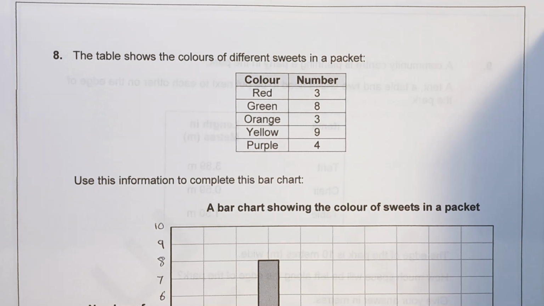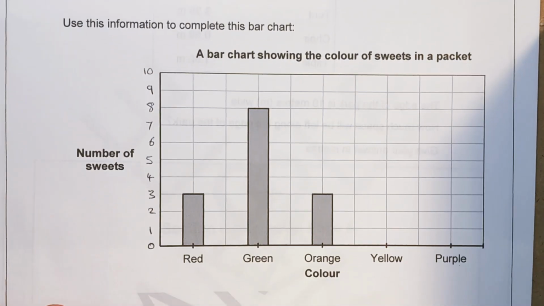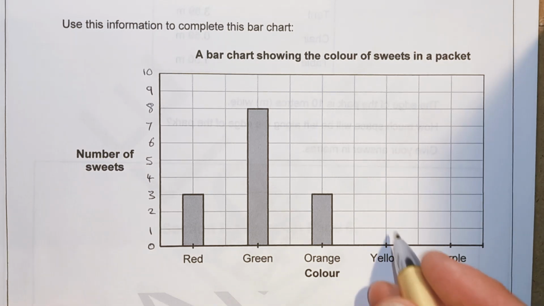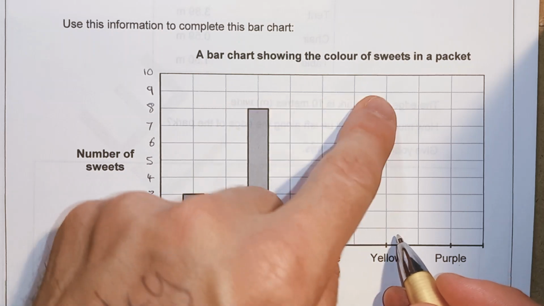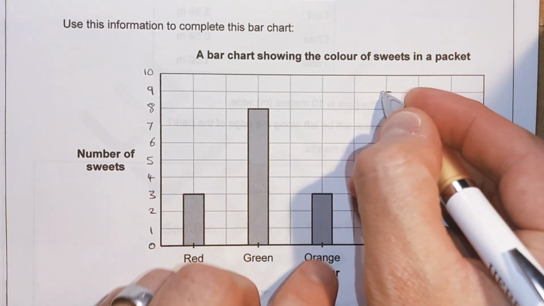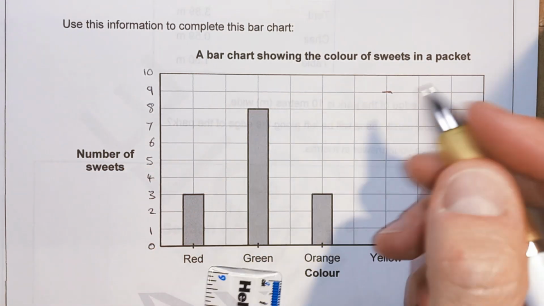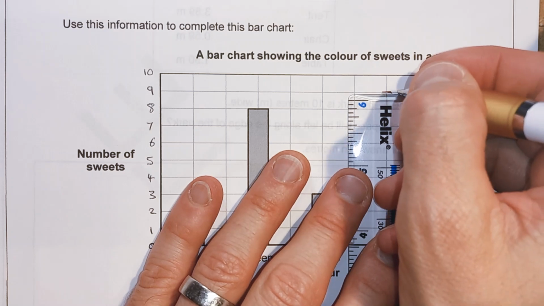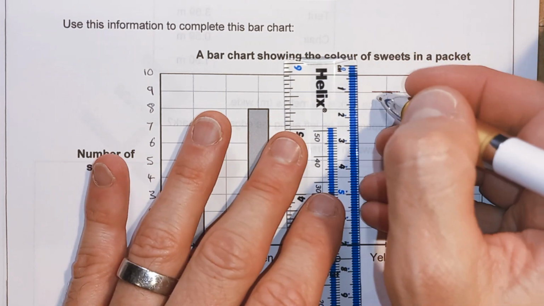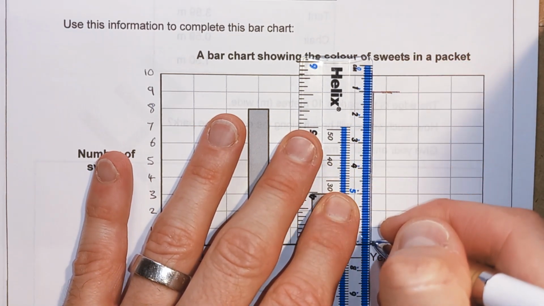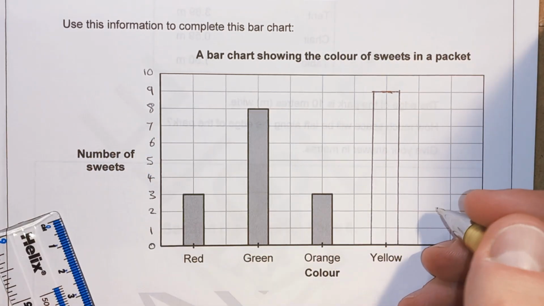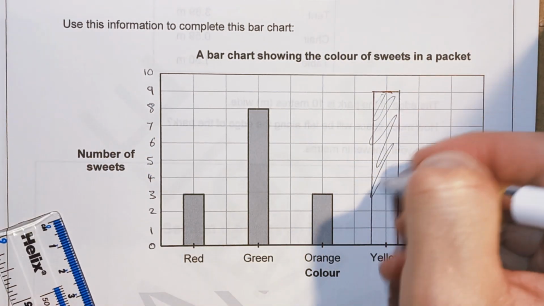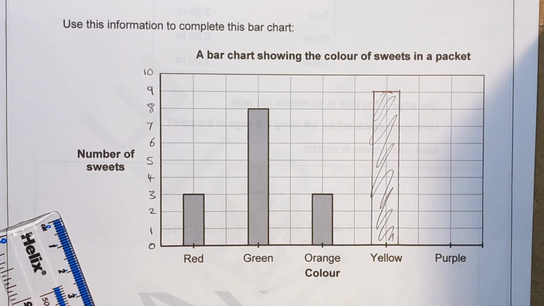But we've got the first 3 bars, we haven't got yellow or purple, so we need 9 for yellow. So here's 9, here's yellow, 9 is up here, so we want our bar to go up to there. And we want it to be about the same width as the others. You can measure the others and do it absolutely spot on perfect if you want to, but I'm going to do it just approximately the same. That's my sort of attempt at colouring in.